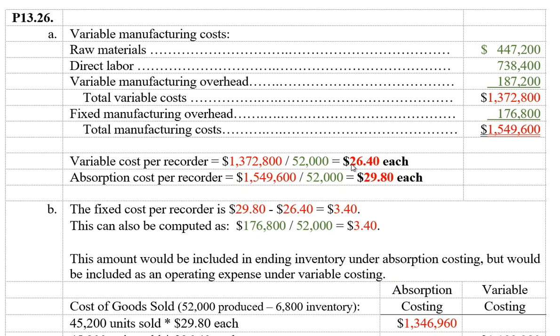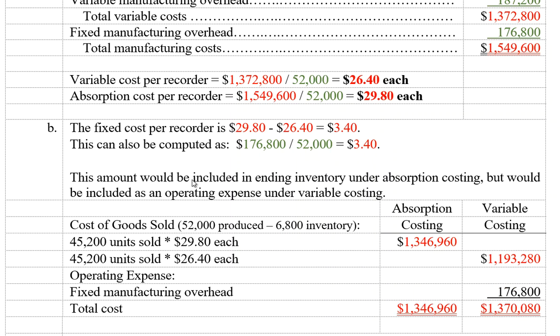But anyway, having said that, if you take this 1,372,800 divided by those units, you get 26.40. And if you take the total manufacturing cost and divide it by 52,000, then you get 29.80. And each one of these, keep in mind, is a cost per unit. But one of them is just for variable and the other one has a fixed component in it. So that's why we call it absorption cost. Just accounting terminology.